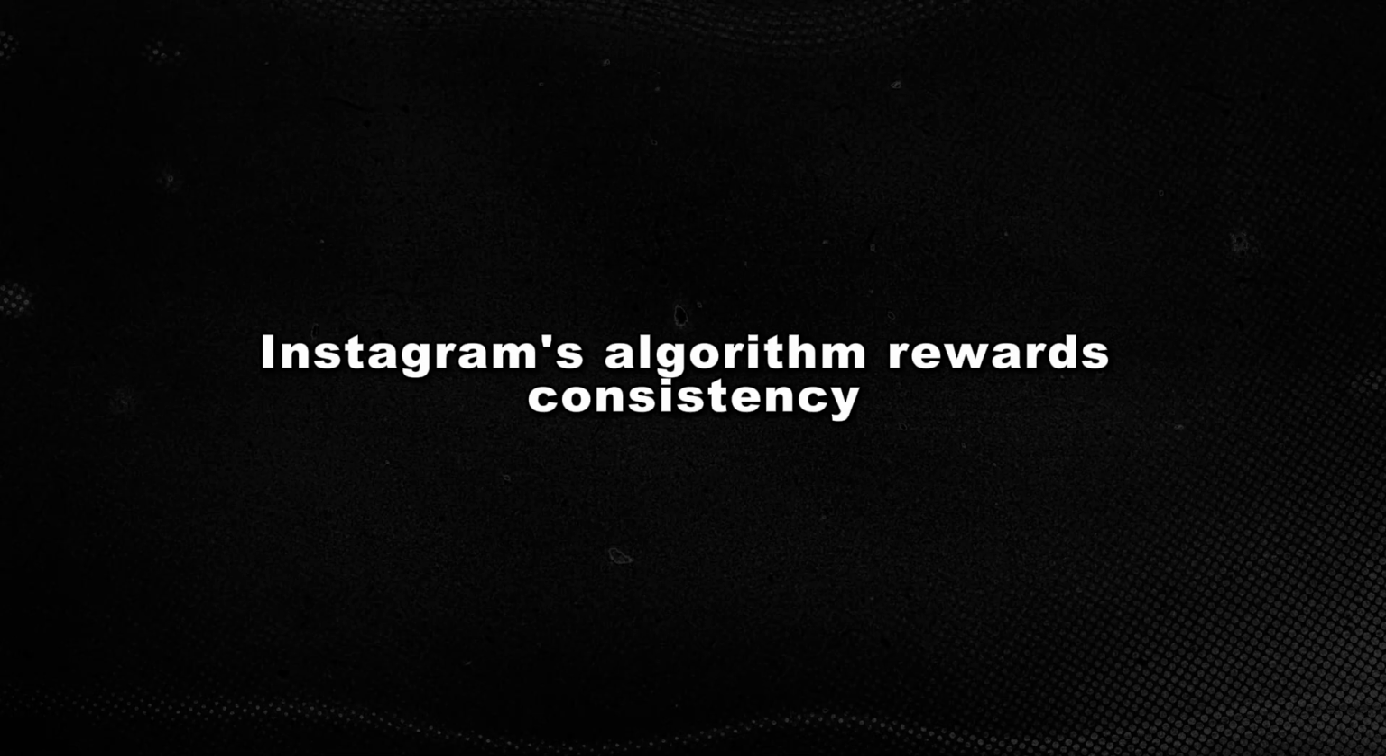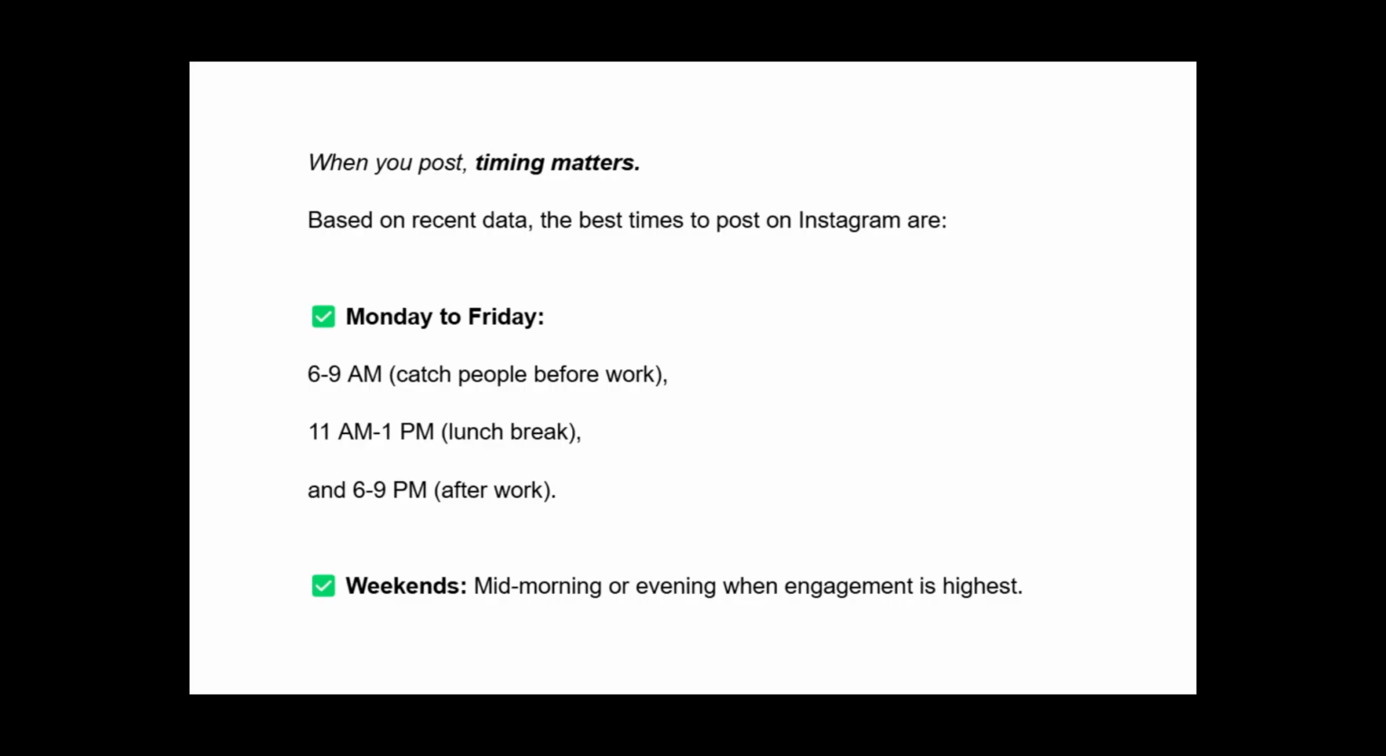Instagram's algorithm rewards consistency, so if you're serious about growing, aim to post at least 3 to 5 reels per week. More is always better, but even just 3 high-quality reels a week can put you ahead of 90% of people. When you post, timing matters. Based on recent data, the best times to post on Instagram are Monday to Friday, 6 to 9 a.m., catch people before work, 11 a.m. to 1 p.m., lunch break, and 6 to 9 p.m., after work. Weekends, mid-morning or evening when engagement is highest.